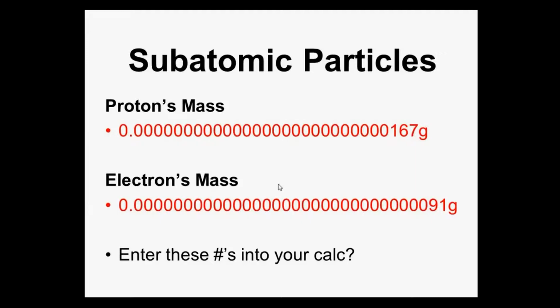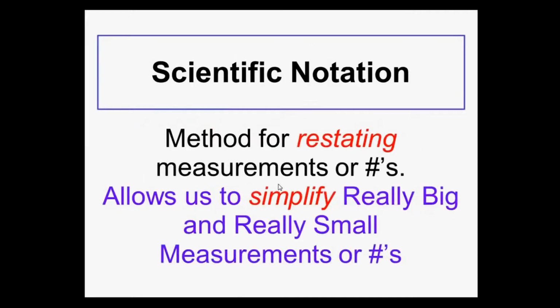So we're going to be using scientific notation today to get a handle on how to express numbers in a different way that makes them easier to express. My definition for scientific notation is that it is nothing more than a method for restating measurements or numbers. That's all it is. And the key word here is simplify. It allows us to simplify really big numbers and also really small numbers. That's the whole goal of scientific notation.